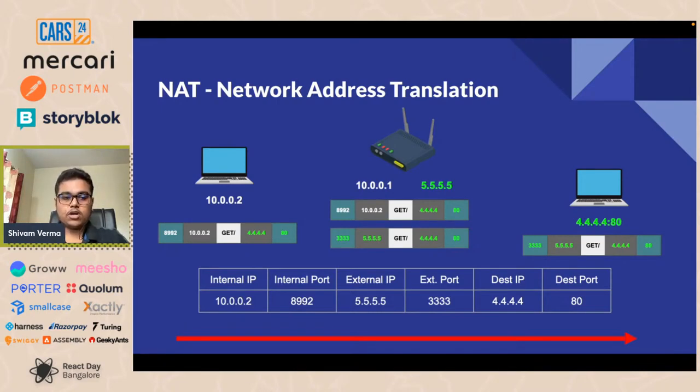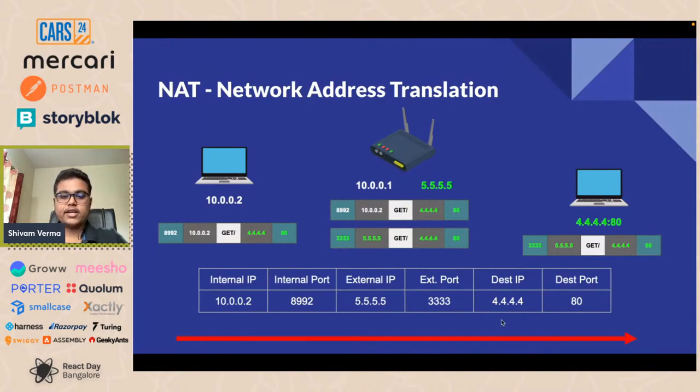So how does NAT work? Suppose this is your client with your IP address, and you want to interact with a server address, which is another computer. You make a GET request to this IP address and this port number. It goes to your router. The router says, let me take care of it, I won't expose your IP address. The router will send this request on your behalf.